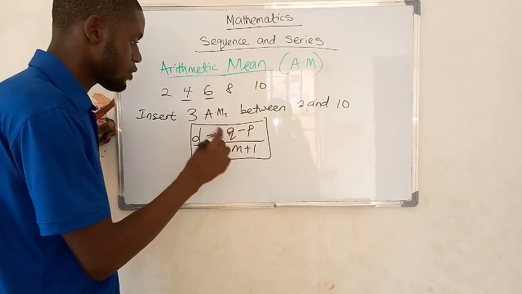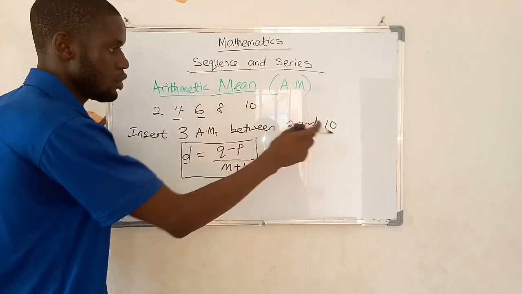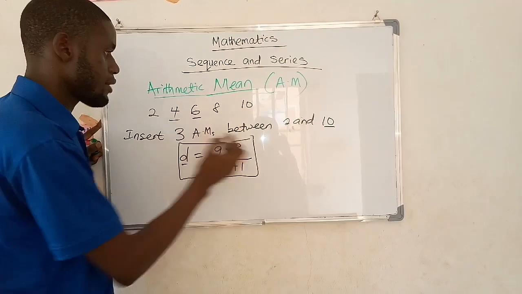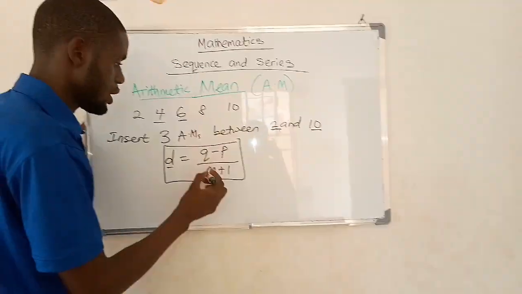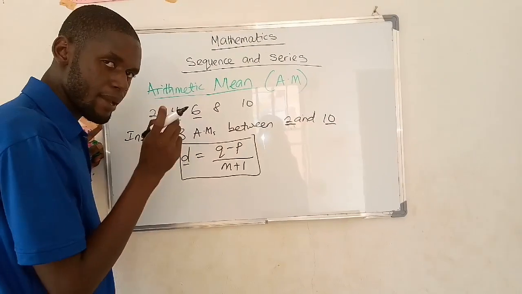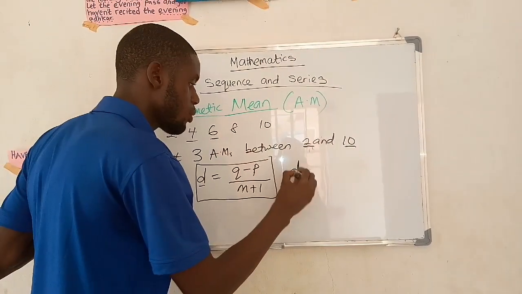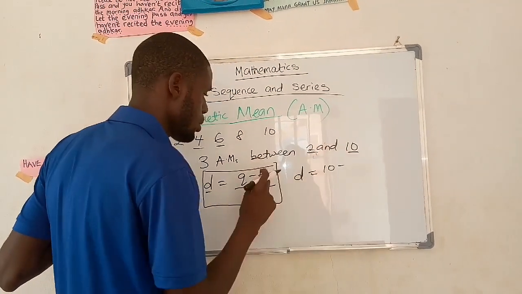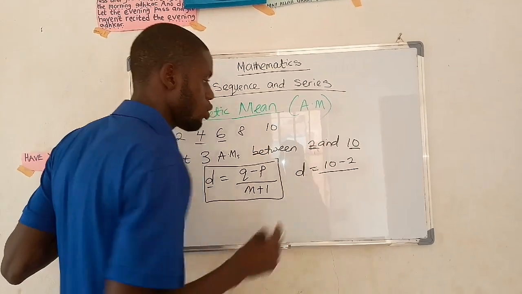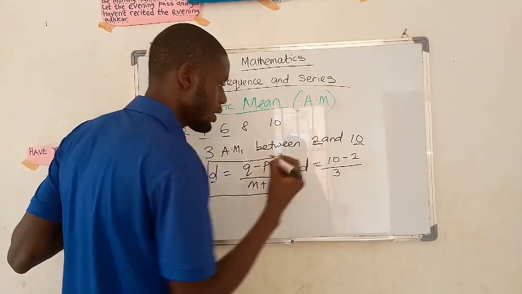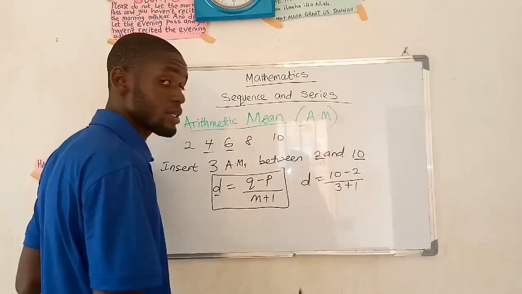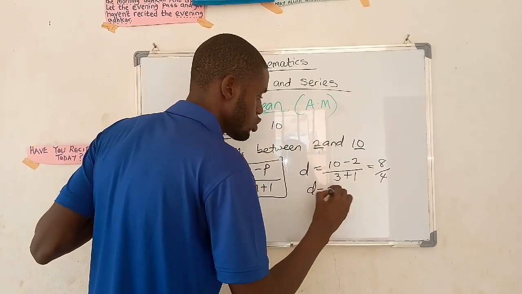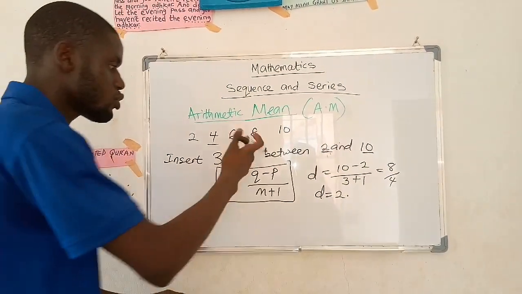Let's define the terms. D is the common difference. Q is the last term, in this case this last term. P serves as the first term given. M is the number of AMs you are asked to insert. So now the common difference will be: D equals Q, in this case 10, minus P, which is 2, all over M, we are to insert 3, plus 1. So simple as this. We are going to have 8 over 4. So the common difference is 2. With the help of the common difference, we'll be able to get the 3 AMs.